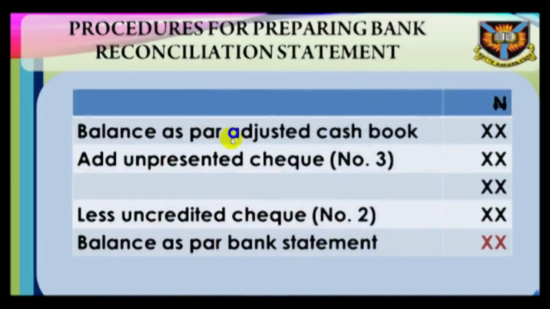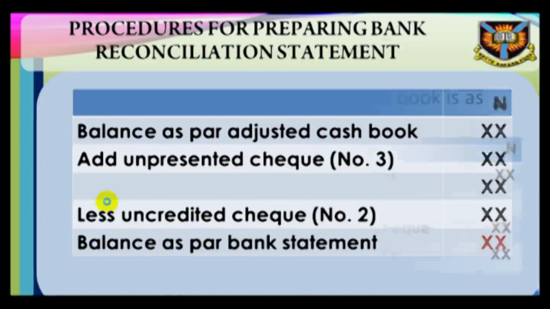Balance as per adjusted cash book, we add unpresented checks, and we subtract from it uncredited checks, that is number 2 items, and then we have balance as per bank statement.